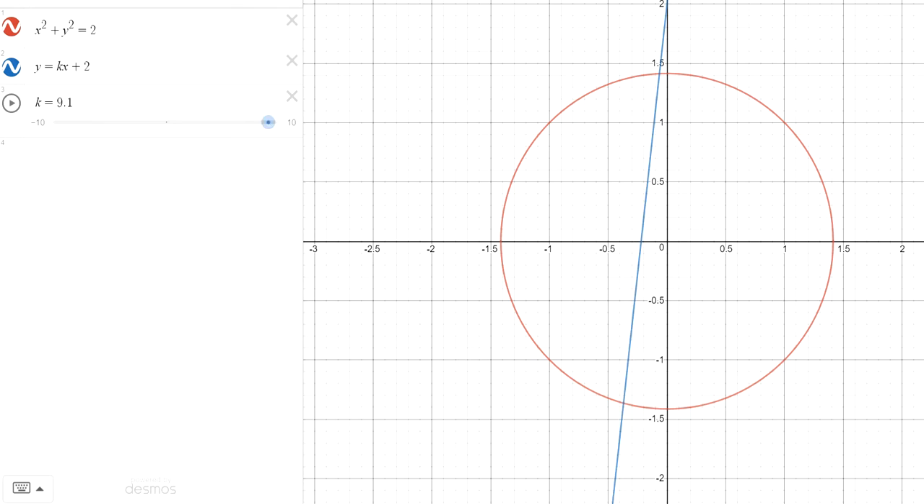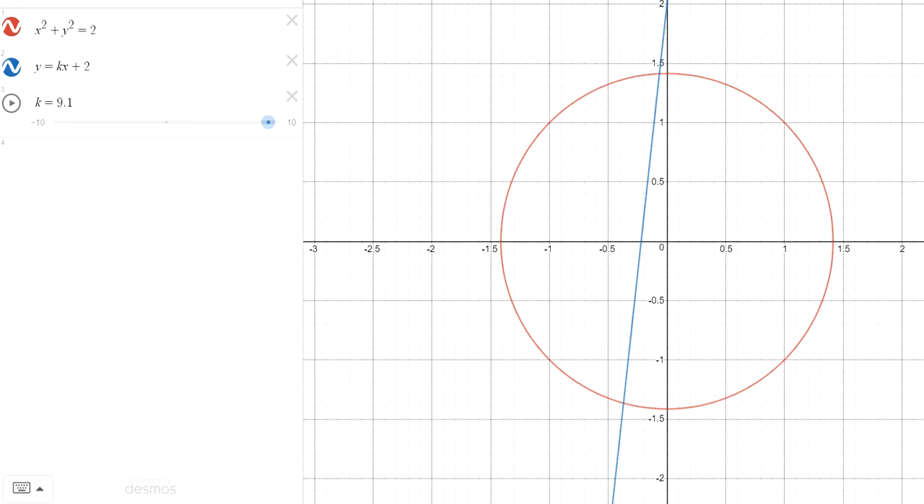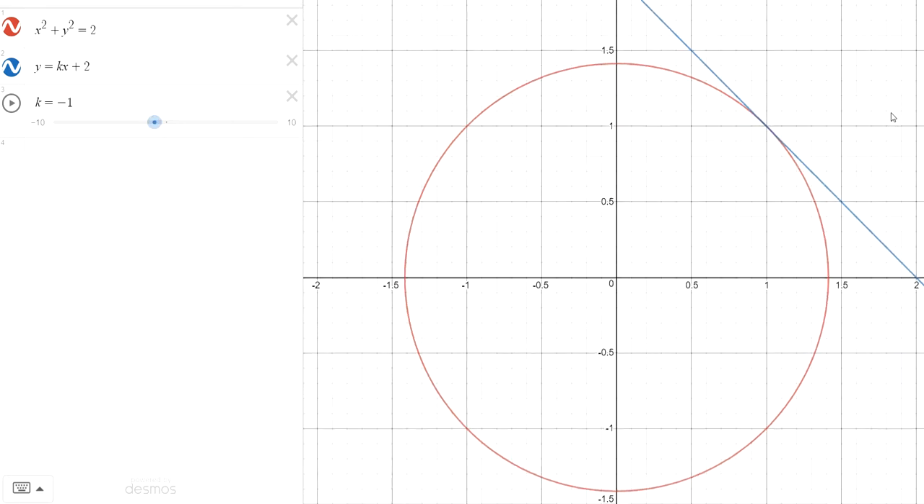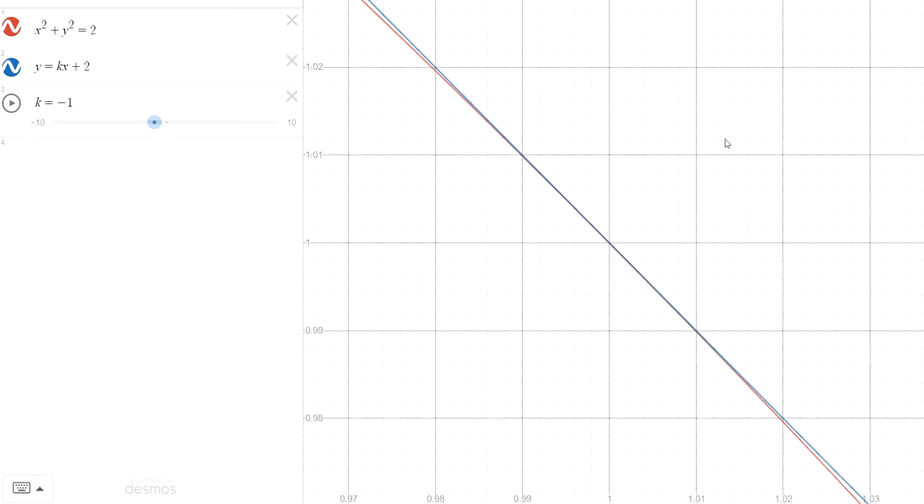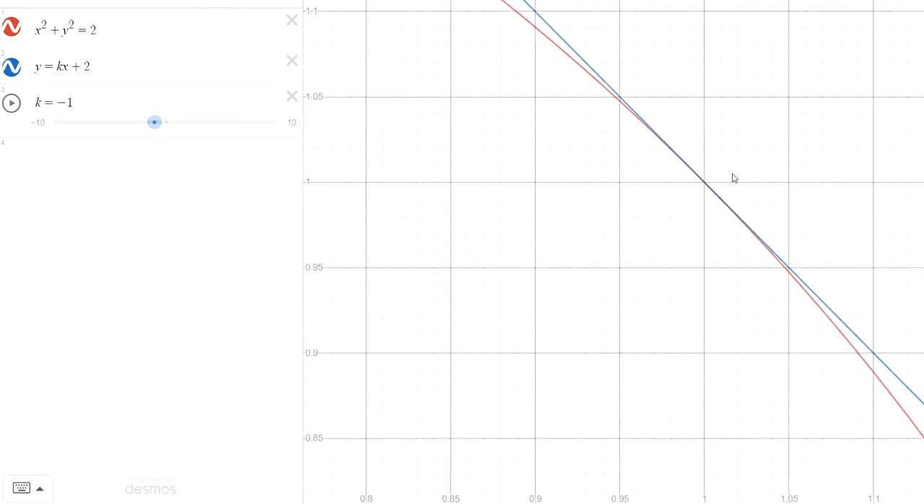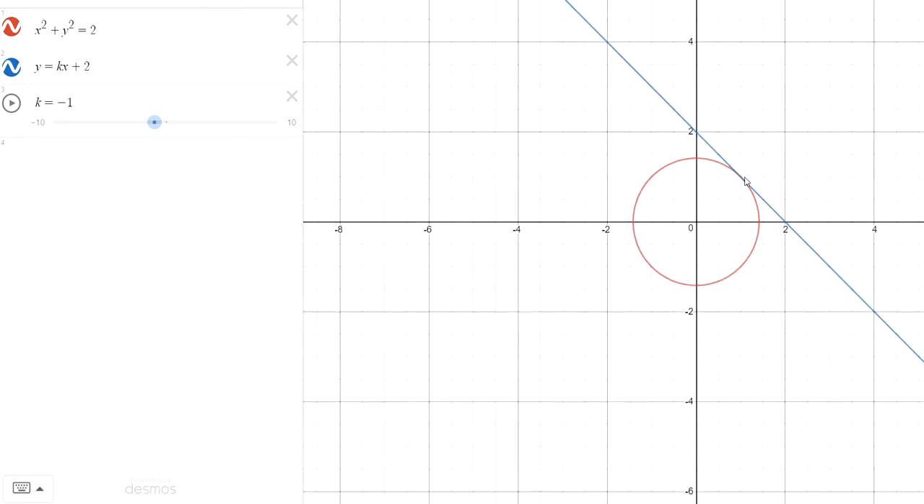Now, based on our answer, k is less than negative 1. Let's verify that. If k is less than negative 1, so this is negative 0.9. k is negative 0.9. Does it touch the graph? No. Okay. What about k equals negative 1? What do we see over here? How many times does it touch the circle? Just once. Right? When k equals negative 1, it touches the circle only one time.